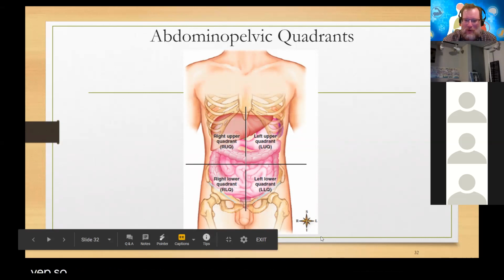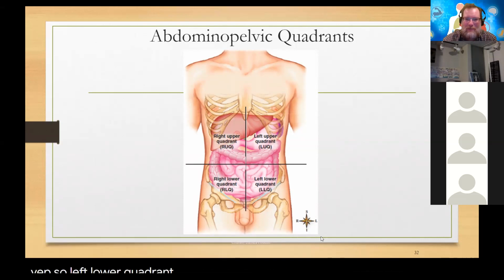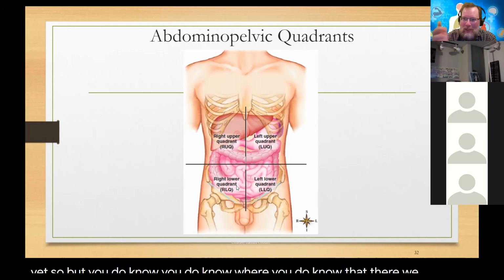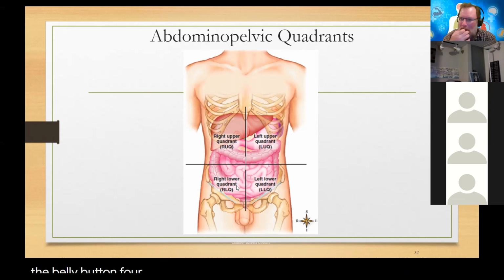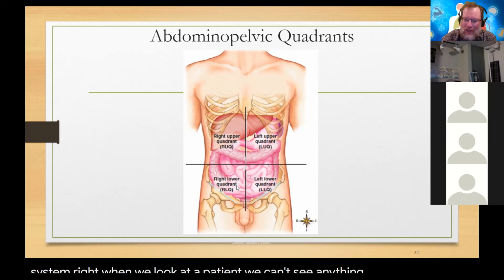So, left lower quadrant. Okay. All right. So knowing your areas, and again, why would you know most of this yet? But you do know that we can use the belly button for quadrants, because again, all we see is the integumentary system, right? When we look at a patient, we can't see anything underneath, and diagnostics are extremely expensive, right?